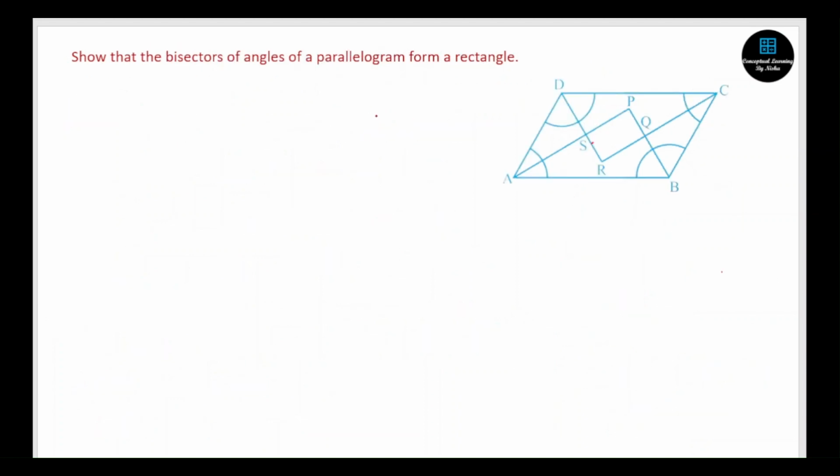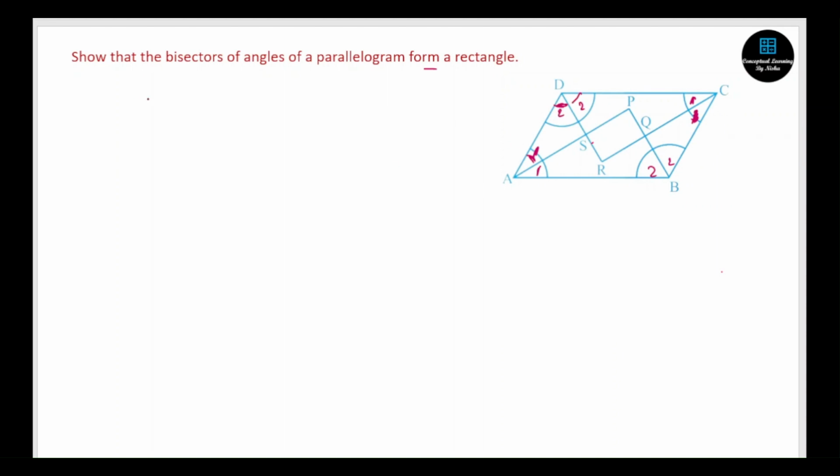Now this is almost a similar question to the previous one. We have to show that the bisectors of angles of a parallelogram form a rectangle. Means PQRS here is a rectangle that we have to prove. So see here, this angle and this angle. I can just label them 1, 2, 3, 4, then it is going to be super easy. This is 1, so this is also 1. This is 2, this is 2. And 1 again because the opposite angles are equal, and this is also 2 and 2.